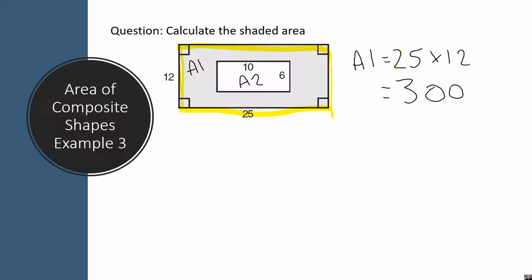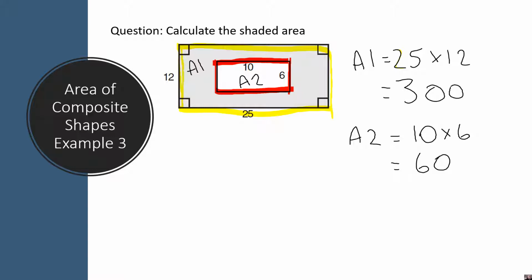All right, then area 2. I'll highlight this one in red. We've got the base is 10 and the height is 6. So we do base 10 times height 6, which is 60.